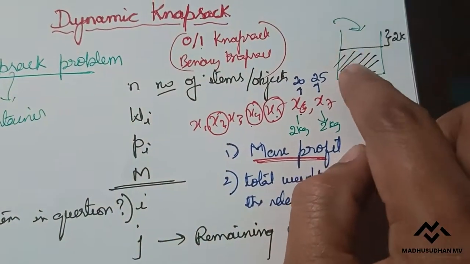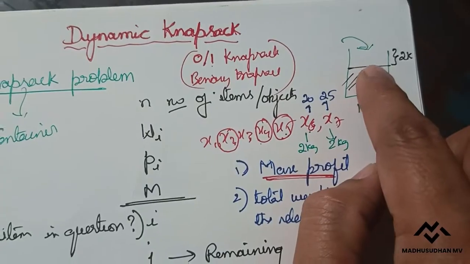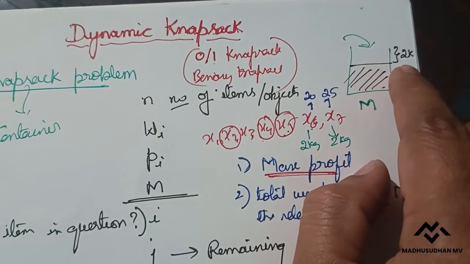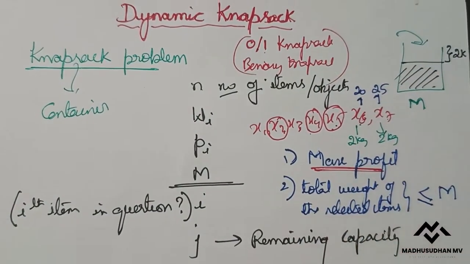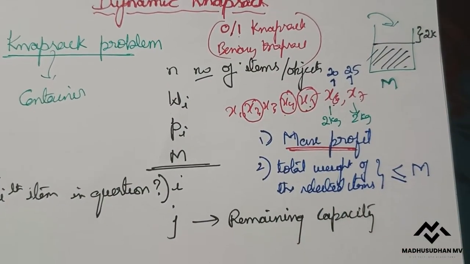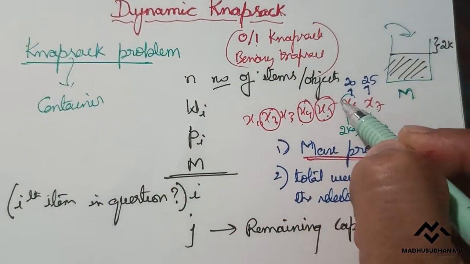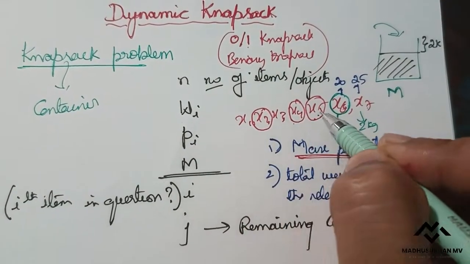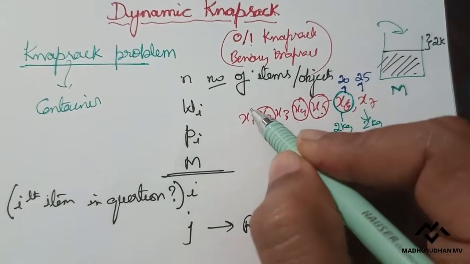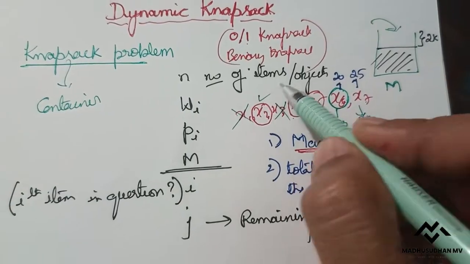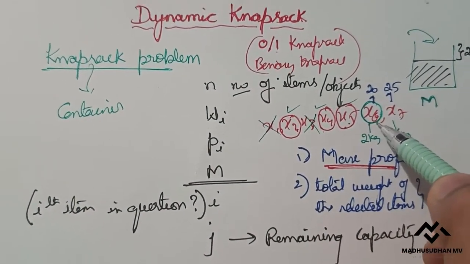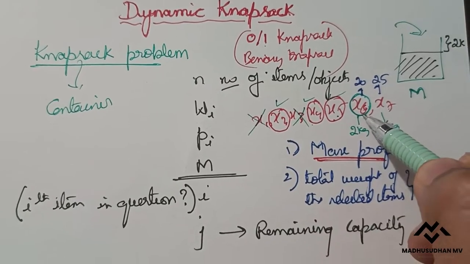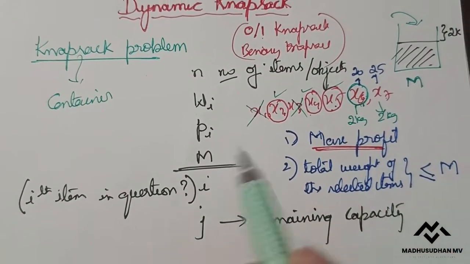Now in my knapsack, how much capacity is remaining? 2 kg is remaining. So can we take this item or not? Yes. This is the item now in question. I already checked all these things. I selected these three and did not select these two. Now this is the item in question, the sixth item. Can I take it or not?